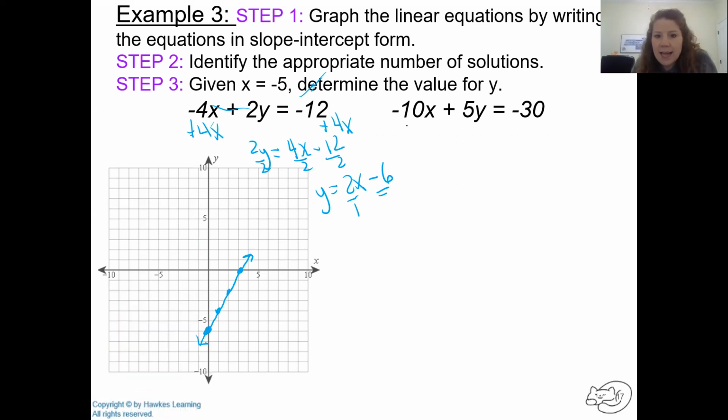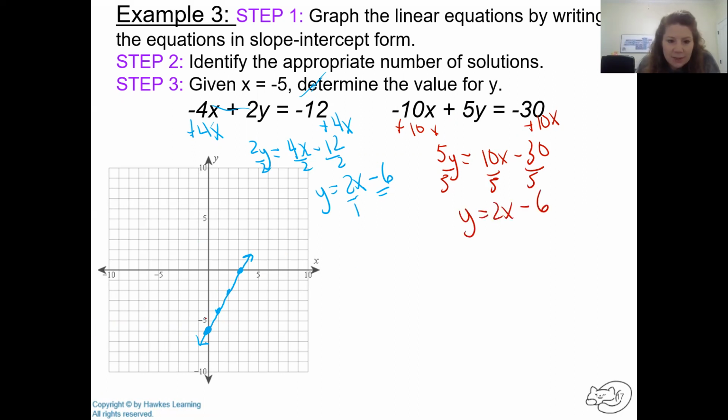All right, let's add 10x to both sides. Add 10x. So we're going to bring down 5y is equal to 10x minus 30. And then we're going to divide everything by 5. So we have y equals 2x minus 6.